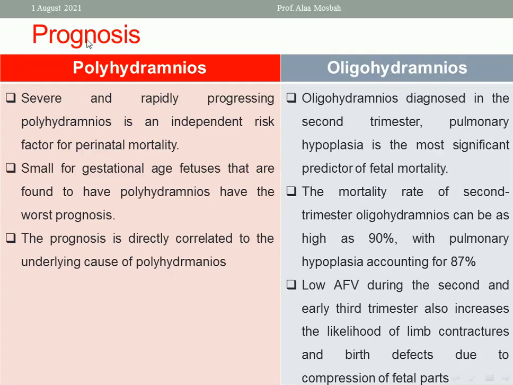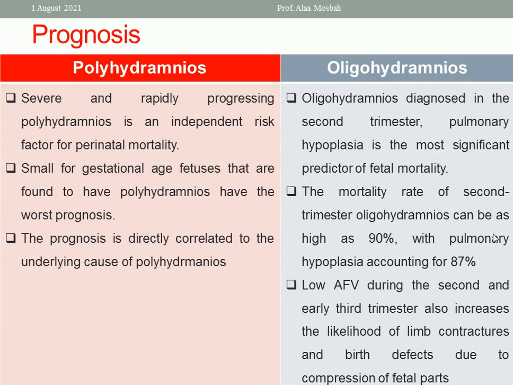On the other side, in oligohydramnios diagnosed in the second trimester, pulmonary hypoplasia is the most significant predictor of fetal mortality. The mortality rate of second trimester oligohydramnios can be as high as 90%, with pulmonary hypoplasia accounting for 87%. So it is very dangerous. That's why mid-trimester has the worst prognosis in oligohydramnios, rather than third trimester oligohydramnios.